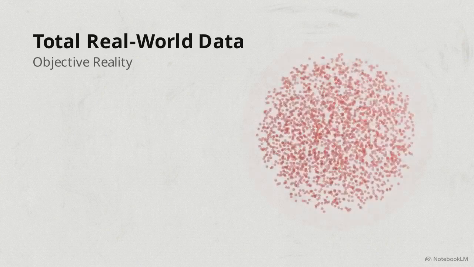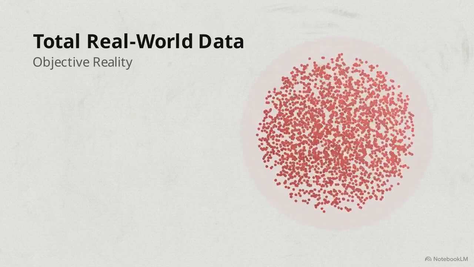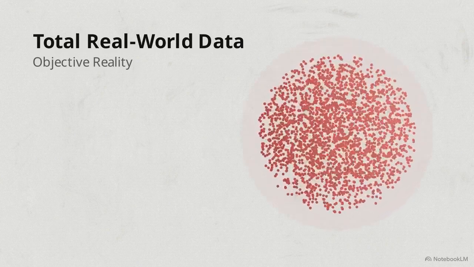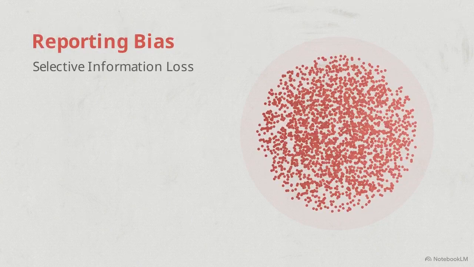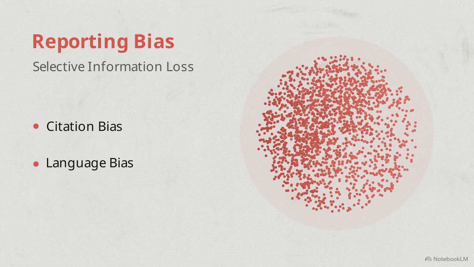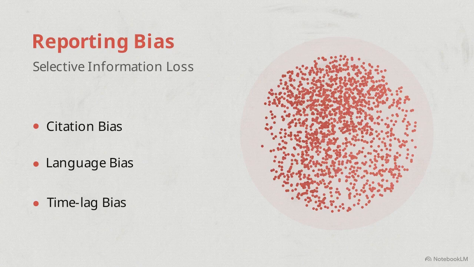To understand where these flaws begin, we start with total real-world data, a dense 3D point cloud representing objective reality. Reporting bias occurs when a dataset captures only a selective, small portion of these outcomes. Huge sections of accessible realities simply vanish from the distribution.